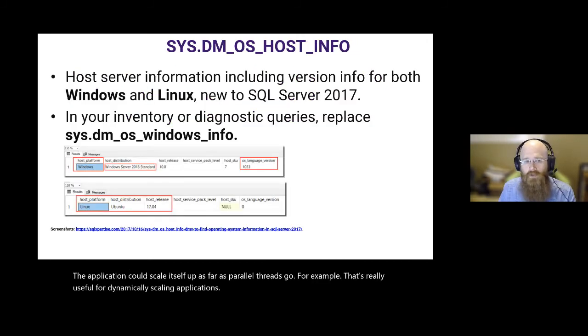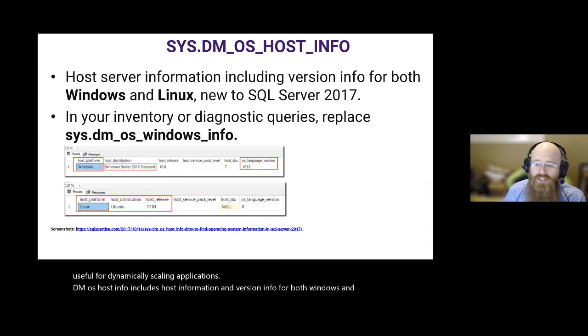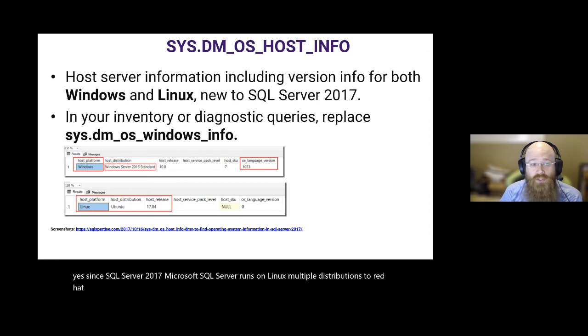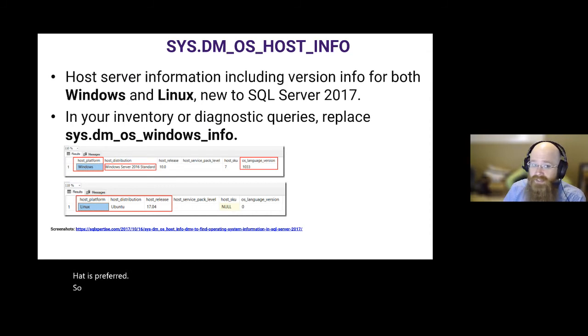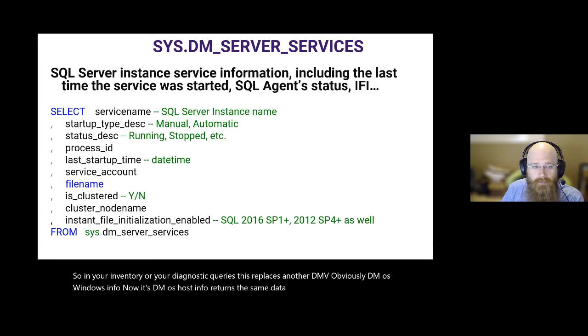DMOS host info includes host information and version info for both Windows and Linux. And so you can get information about it regardless of what platform you're running on, because yes, since SQL Server 2017, Microsoft SQL Server runs on Linux. Multiple distributions too, Red Hat is preferred. So in your inventory or your diagnostic queries, this replaces another DMV, obviously, DMOS Windows info. Well, now it's DMOS host info, which returns the same data, but across all platforms.